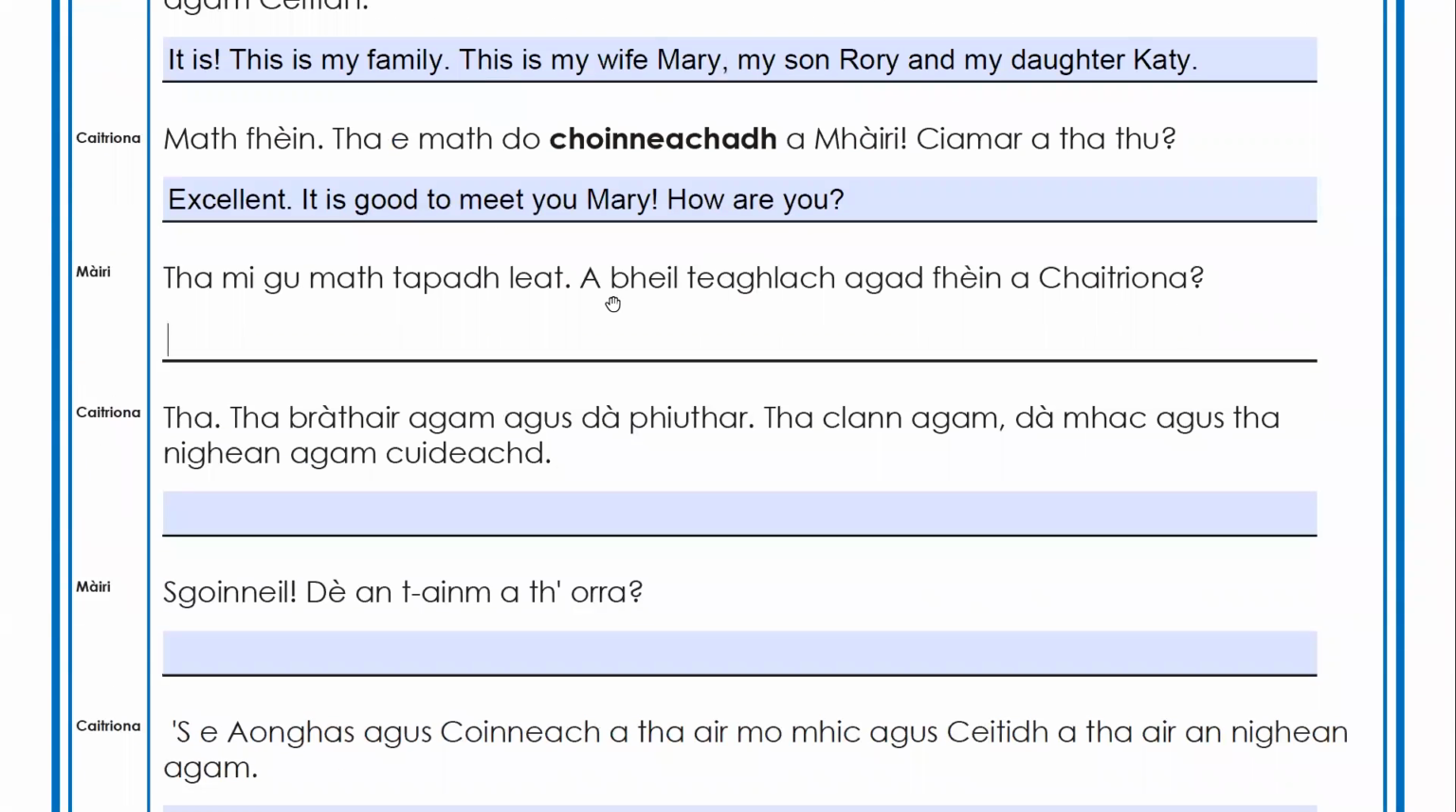Tha mi gu math, tapadh leat. Am bheil teaghlach agad fhèin, a Chatrìona? Tha mi gu math, I am well, thank you. Do you have a family yourself, Katrina?